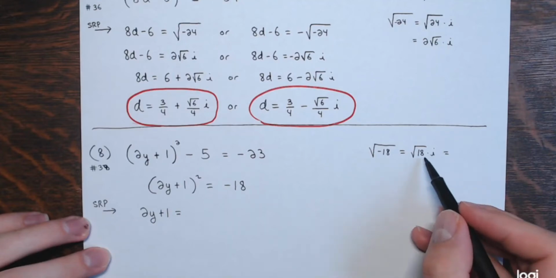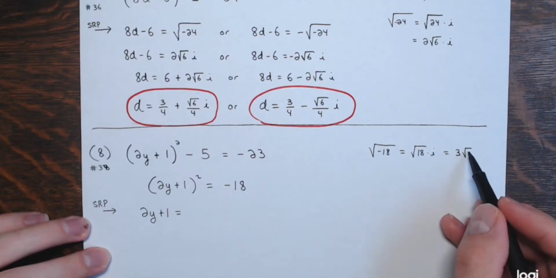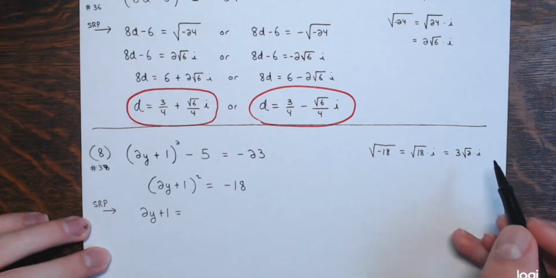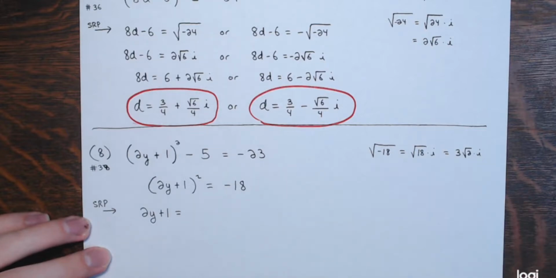And the square root of 18 is 3 times the square root of 2. So 3 times the square root of 2 times i. So positive 3 times the square root of 2 times i, or this 2y plus 1 equals negative square root of negative 18, or negative 3 times the square root of 2 times i.